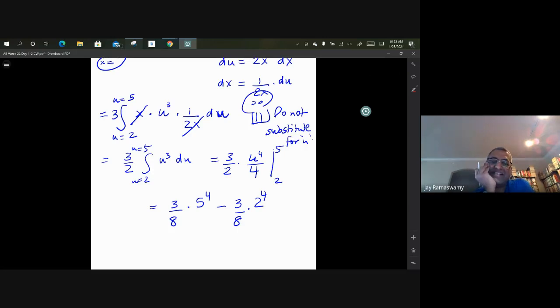And that's your final answer. Over 4. That is your final answer. The key step is this: for a definite integral, you're not plugging back in because we changed the limit in the very first step. You get it? Relax, we'll do a couple more problems. You get a feel for this.